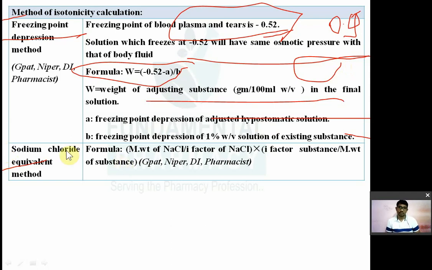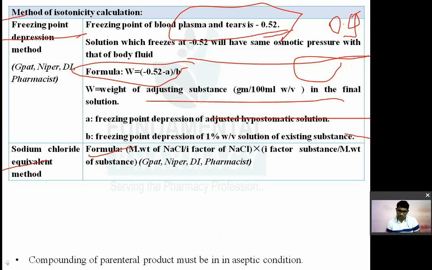In this there is a formula: molecular weight of sodium chloride divided by I factor of sodium chloride, into I factor of substance divided by molecular weight of substance. तो ये होता है sodium chloride equivalent method. There are two methods for calculation of isotonicity.